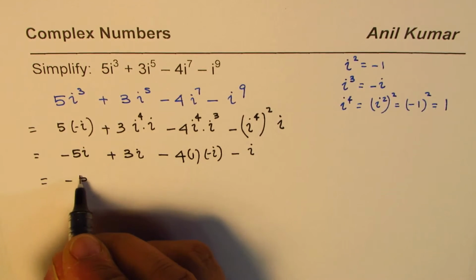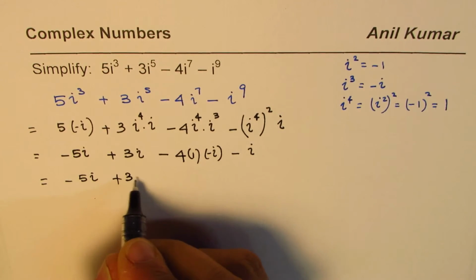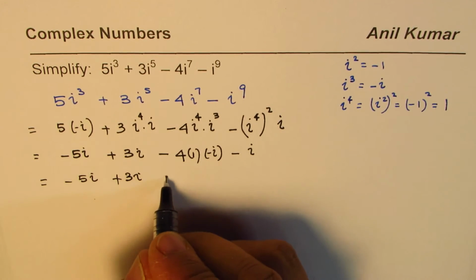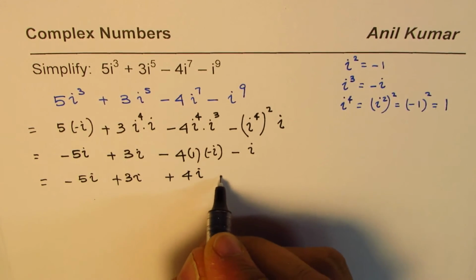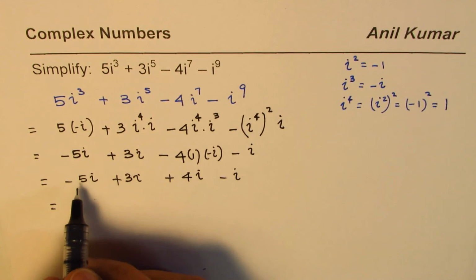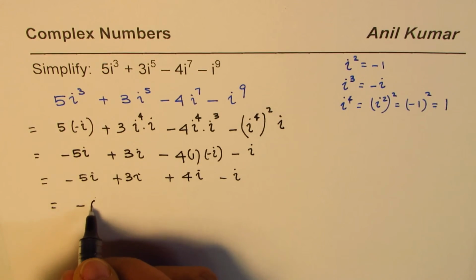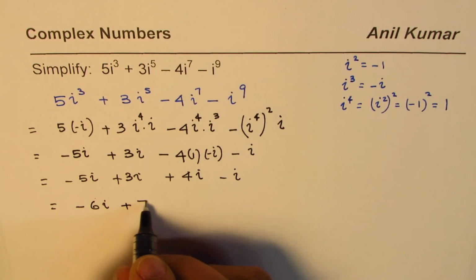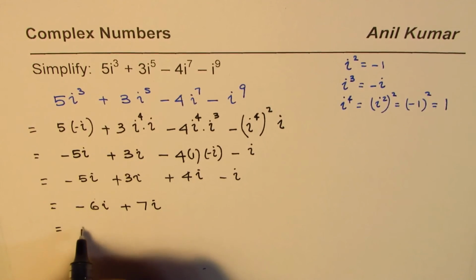So we get minus 5i plus 3i. Minus and minus becomes plus, we get 4i minus i. Okay? So all these terms have i in them, so we can combine the negative and positive terms. Minus 6i plus 7i, which equals just i.